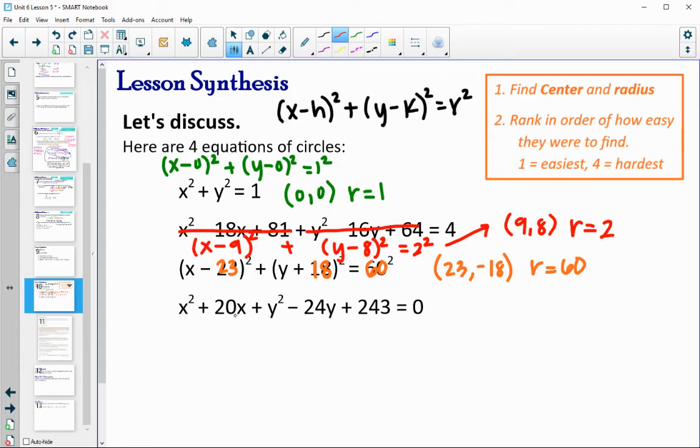Okay, this one, we don't really have a constant here. So we have 20 divided by 2 is 10, but we don't see the 100 here that we need. So if this is x plus 10, there needs to be a 100 here. And this is negative 24 divided by 2. So this one appears that it should be y minus 12. But 12 squared is 144. So we should have a 144 here. We do have this 243.